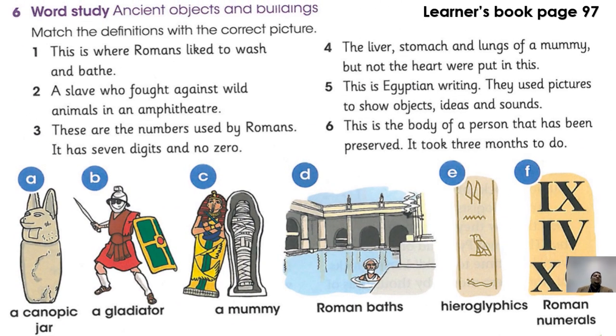Okay, now we reach exercise 6, where to study ancient objects and buildings. So this is in your learner's book, page 97.